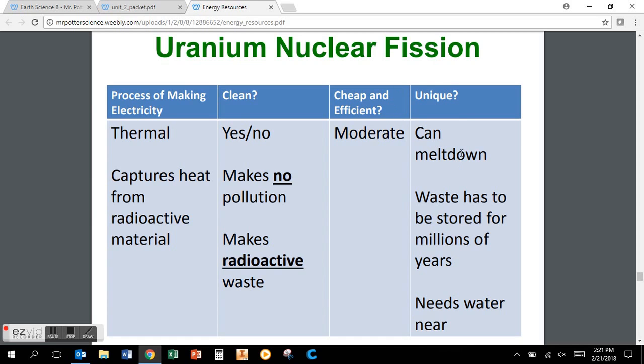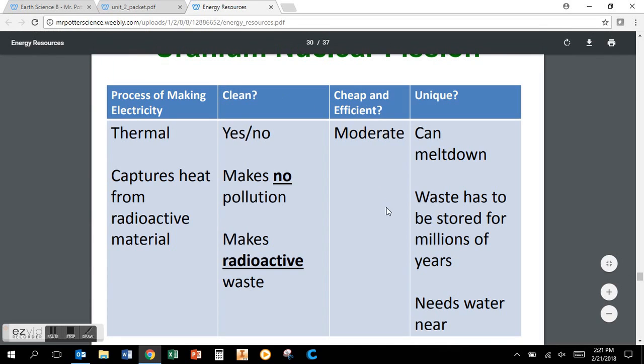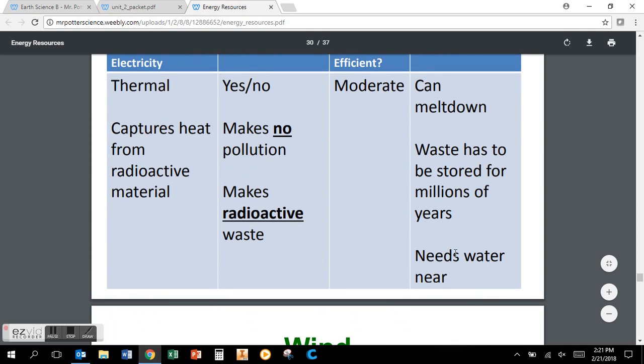What's unique about a nuclear reactor is that obviously there's danger of melting down. Chernobyl is the most famous example of a nuclear power plant that melted down. It blew up, and many people were killed, and the town is now a ghost town, and it's still highly radioactive. Another problem with nuclear power plants, as we mentioned already, is the waste has to be stored.